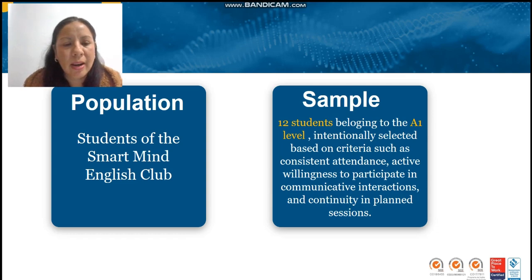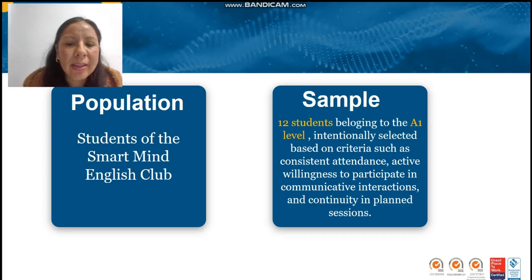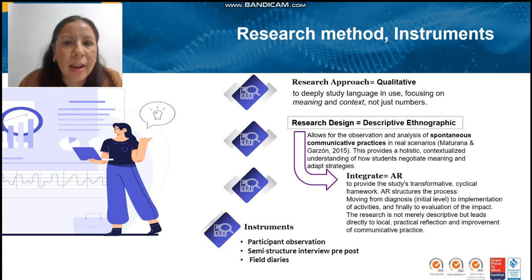This is a club located in St. Augustine, and it is outside the town, so it is considered a rural area. So the sample are 12 students belonging to the A1 level, intentionally selected based on criteria such as consistent attendance, active willingness to participate in communicative interactions, and continuity in the sessions of the club.